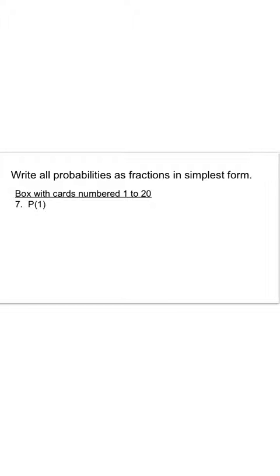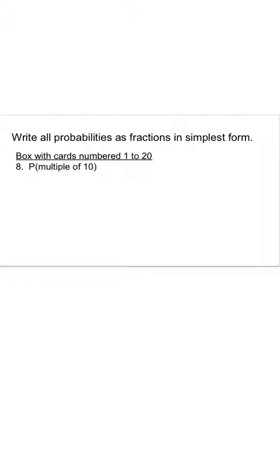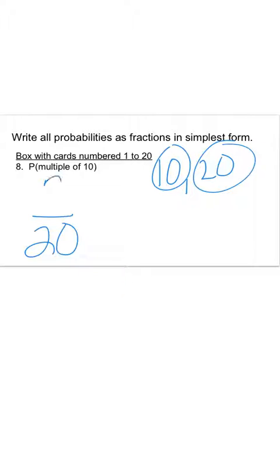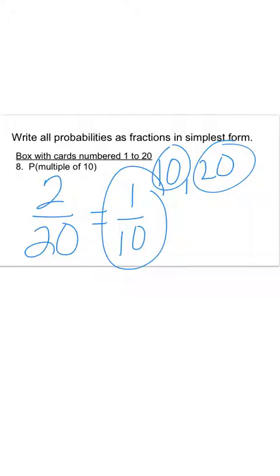You want to find in number 7 the probability of picking a 1. There are 20 cards, so that goes on the bottom of your fraction. And the number 1, there is only one of those cards, so there would be 1/20th probability of picking a 1. Find the probability of picking a multiple of 10. Again, you have 20 possible cards. Multiples of 10 would be 10 and 20 only. So there are 2 of them, so 2 would go on the top of the fraction. 2/20ths can be reduced to 1/10. So there is 1/10th probability of picking a multiple of 10.